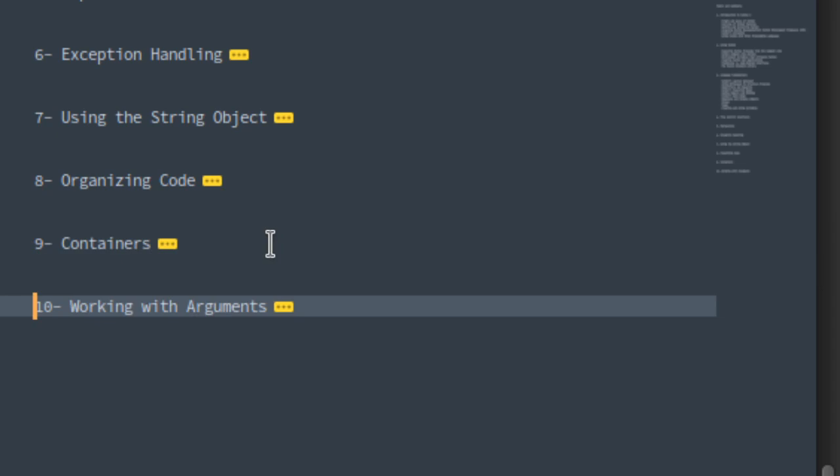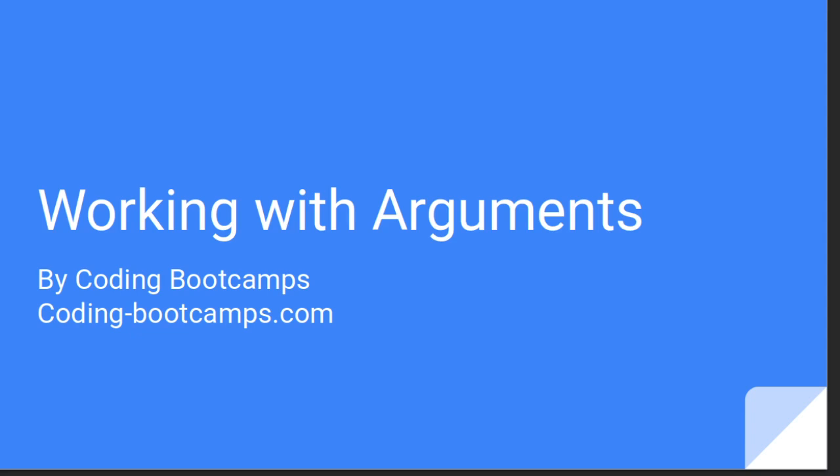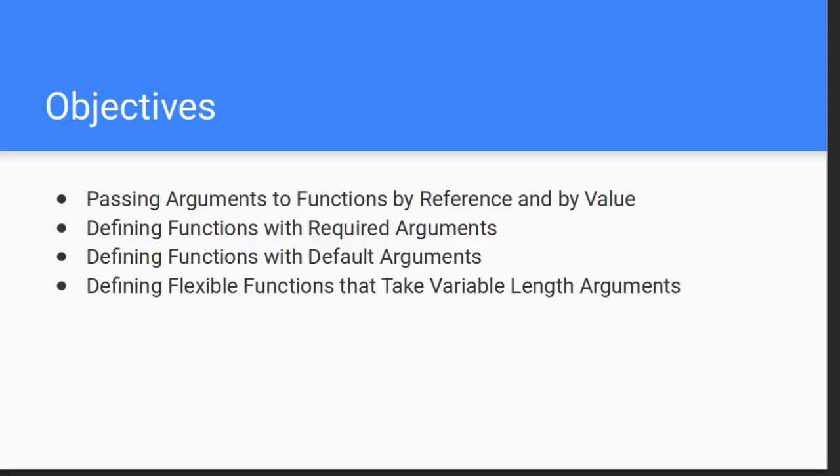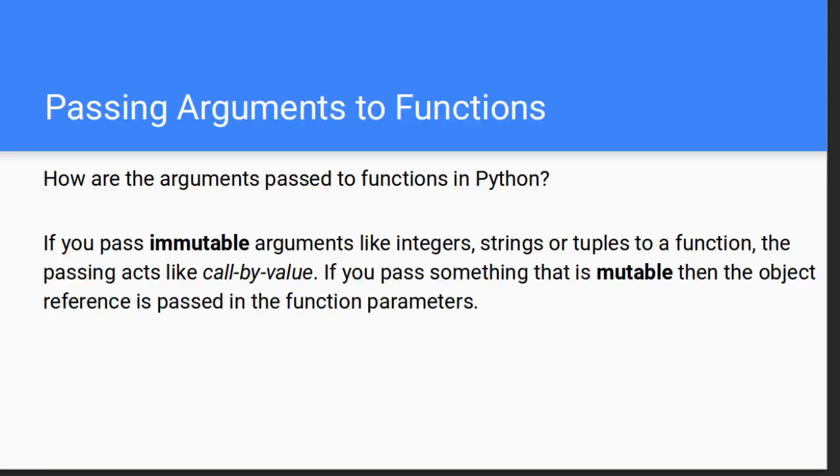We're going to be working with arguments, that is, function arguments. So let's get to the objectives. We're going to be talking about passing arguments to functions by reference and by value, and variable length argument signatures for functions. So let's get into it.